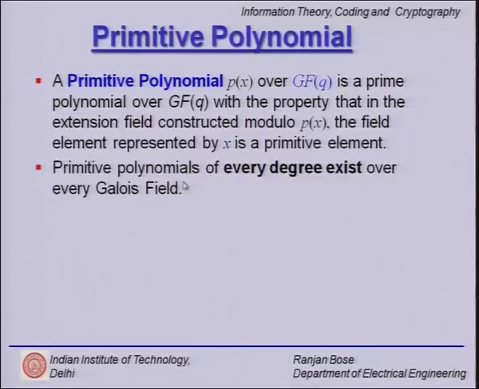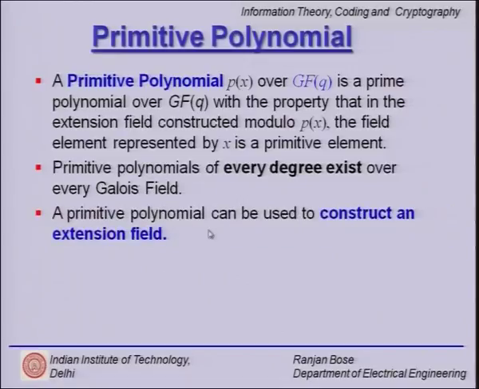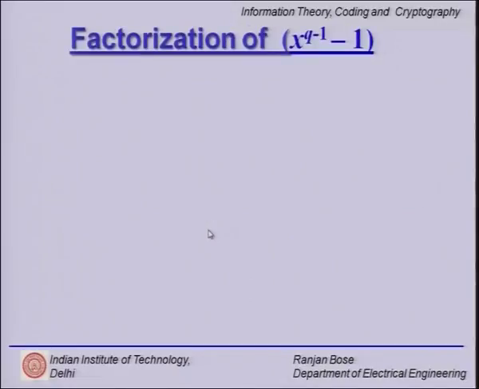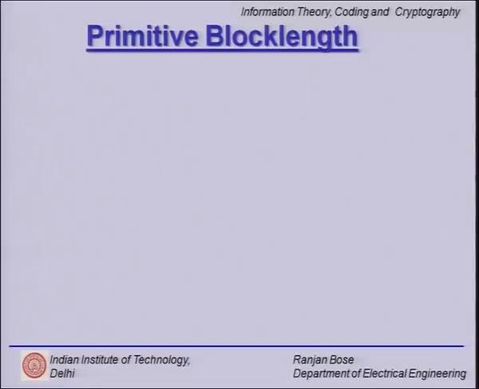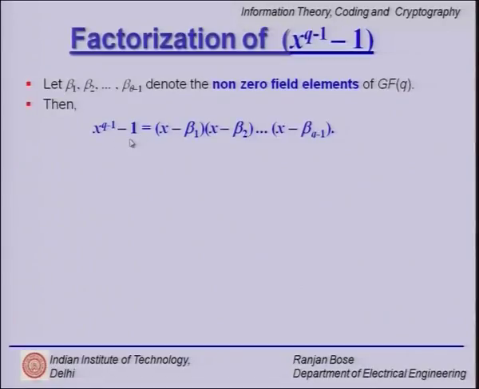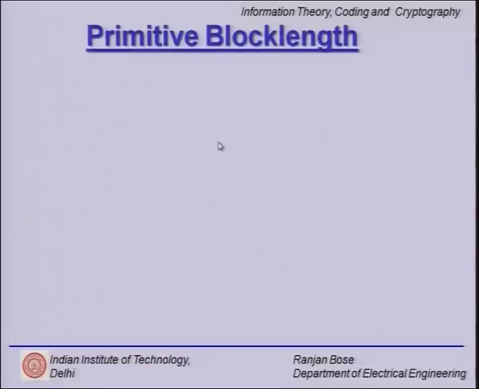Now, the good news is primitive polynomials of every degree exist over every Galois field, and a primitive polynomial can be used to construct an extension field. Now, why were we doing all of that? That is because we wish to factorize x^n minus 1, where n here is q minus 1. So, what we have already looked at is if beta 1, beta 2, etc. are the non-zero elements of GF(q), then you can write x^(q-1) minus 1 as simply the product of the linear factors x minus beta i.